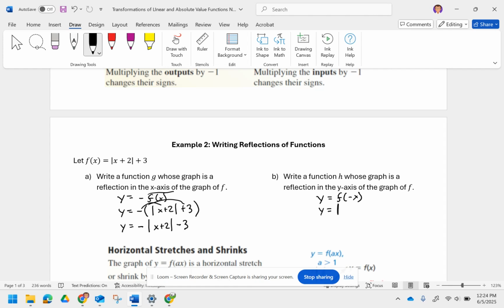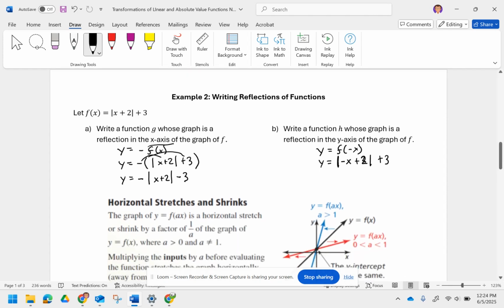So we're going to take absolute value. Here's where x used to be. So we're going to change it to a negative x. And then everything else can stay the same. And there we go. There's our function.